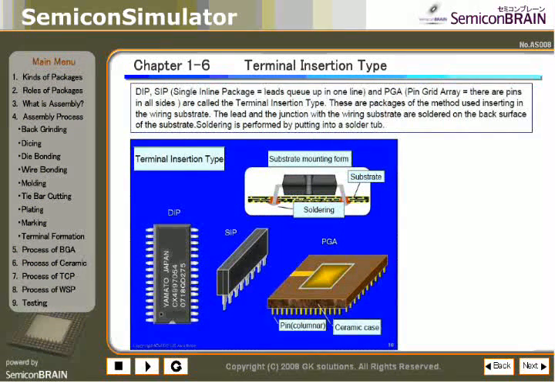Chapter 1-6 Terminal Insertion Type. DIP, SIP, Single Inline Package, where leads queue up in 1 line, and PGA, Pin Grid Array, where there are pins on all sides, are called the terminal insertion type. These are packages used by inserting them in the wiring substrate. The lead and the junction with the wiring substrate are soldered on the back surface of the substrate. Soldering is performed by putting it into a solder tub.